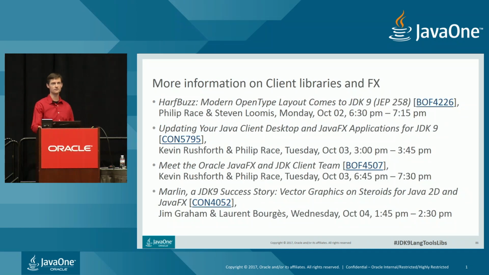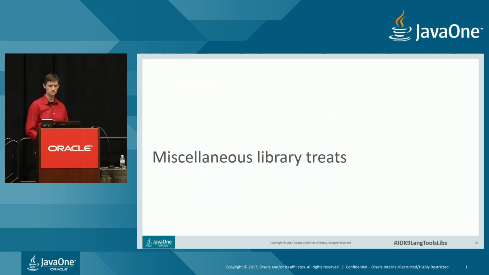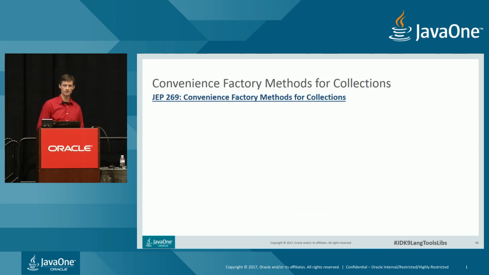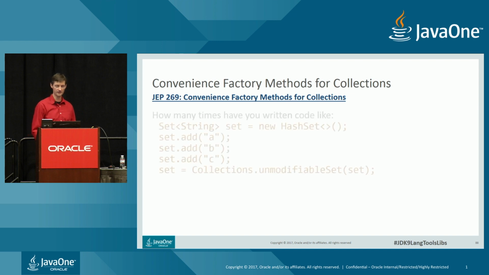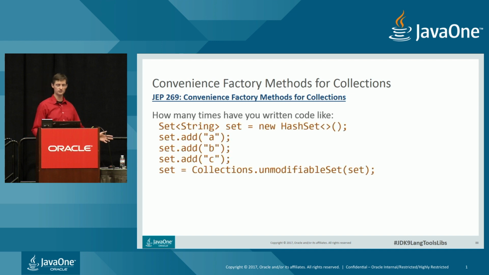There were a number of talks about the client libraries at JavaOne, and you can see them listed here. A few miscellaneous library treats as well. So first of these is convenience factory methods. How many times have you written code like this, right? At the end, you want to have an unmodifiable set of strings.